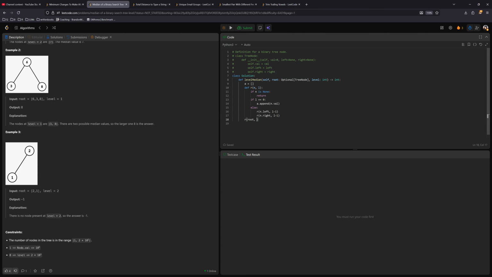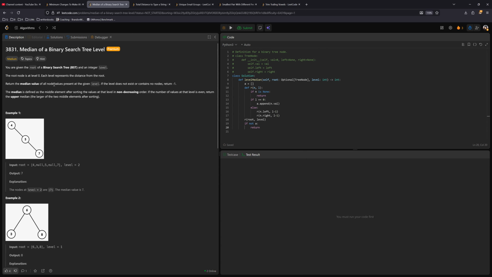Excuse me, our root of level. That way we don't have to make the level variable available inside. That way we count down to it instead of up to it. Same basic idea, right? Okay, now, if length of A, wait. If not A, return, what did it say? Return -1.